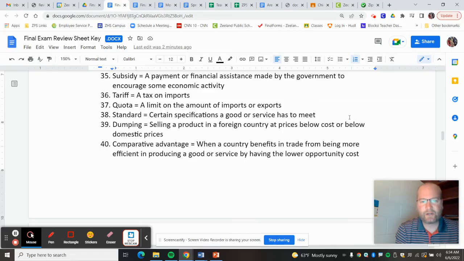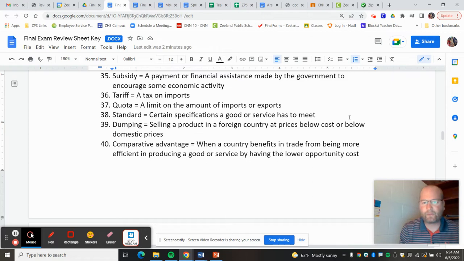38, a standard. That's certain specifications a good or service has to meet. Again, we're not going to allow a Chinese doll manufacturer, we do get a lot of toys from China, to be sold here if it's got razor blades coming out of it, right? That's unsafe. We've got standards that we're going to force products to meet if they're going to be sold here in the United States.